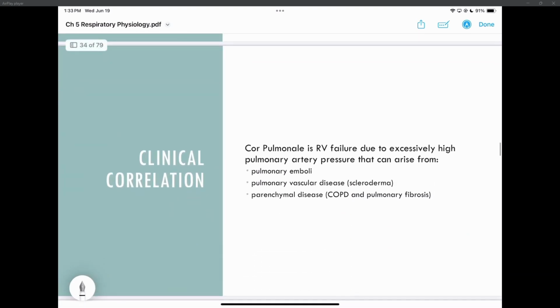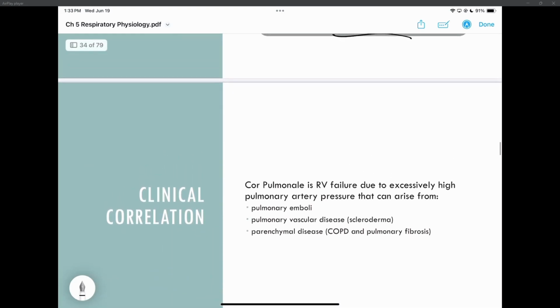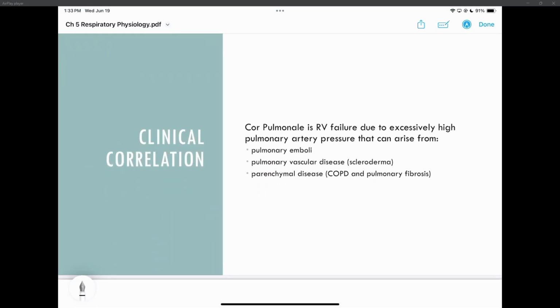Cor pulmonale is one of the only times you'll see right-sided failure by itself. The main cause of right-sided heart failure is left-sided heart failure, but sometimes the right side will fail by itself, and it's usually due to specific problems with the lungs themselves: a clot in the lungs, scleroderma, which is a vascular disease, and COPD. Don't worry, these are not going to be on your test. We're just reinforcing that things that affect the lungs by themselves have an effect on the right ventricle itself.